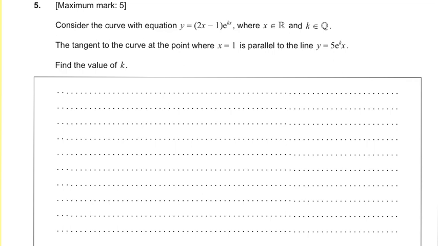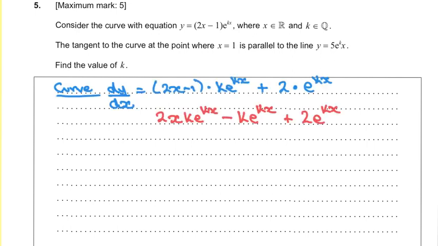Now we're going to multiply out the brackets, giving us 2xk e to the kx minus k lots of e to the power of kx plus 2 lots of e to the power of kx. We can factorize out e to the power of kx, giving us e to the power of kx, brackets 2xk minus k plus 2. Now we want the differential when x is equal to 1.